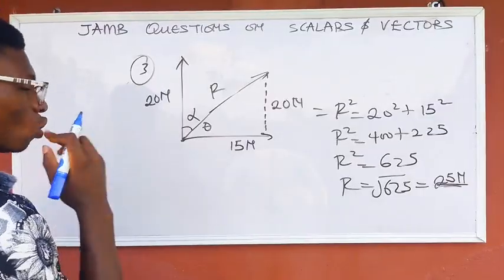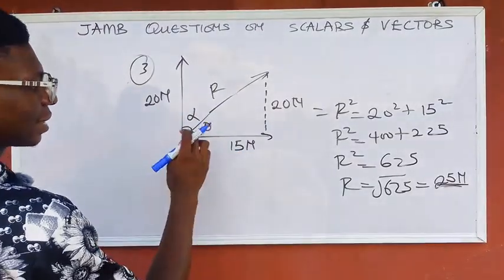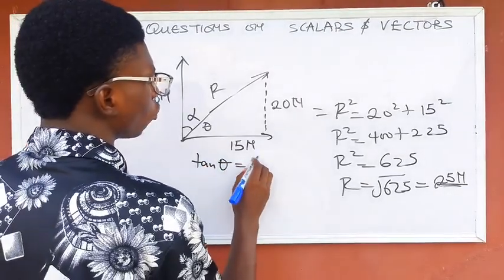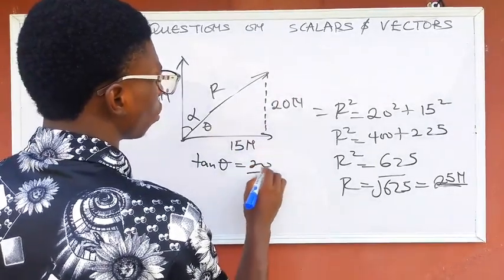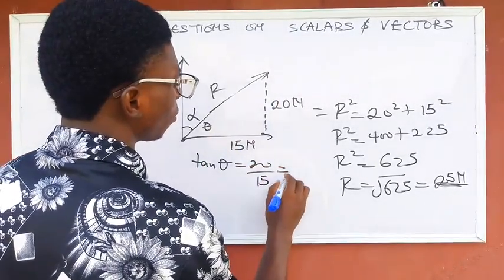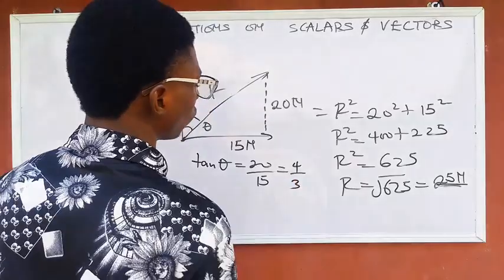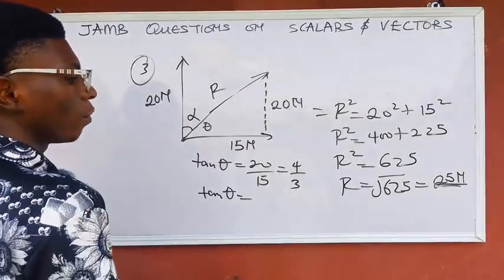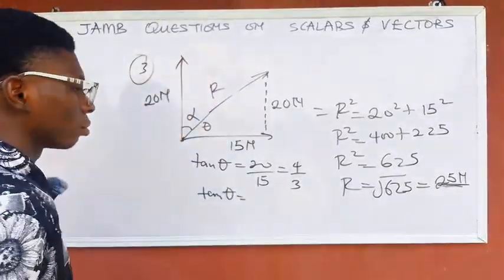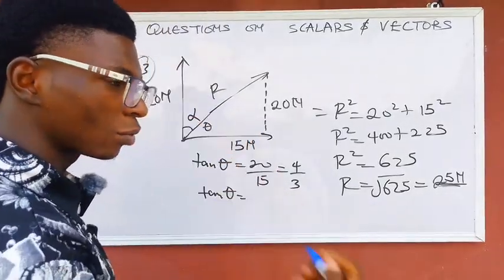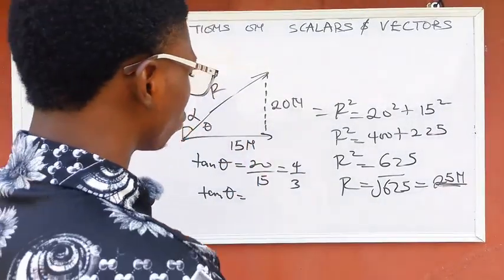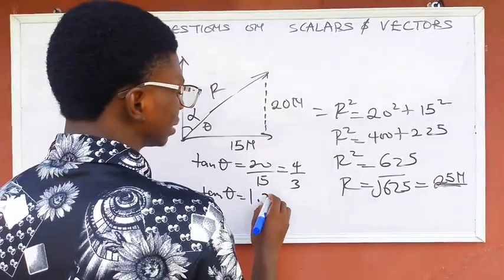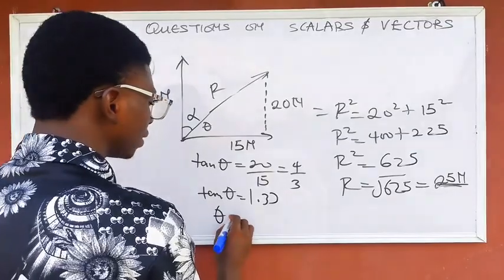The way I did the first one, do it like that. Tan theta will now be opposite all over adjacent 15. That will be 4 all over 3. Tan theta will now be 4 divided by 3. So I'll do it with a calculator. So 4 divided by 3 will be maybe 1.33. So you find the inverse of tan.